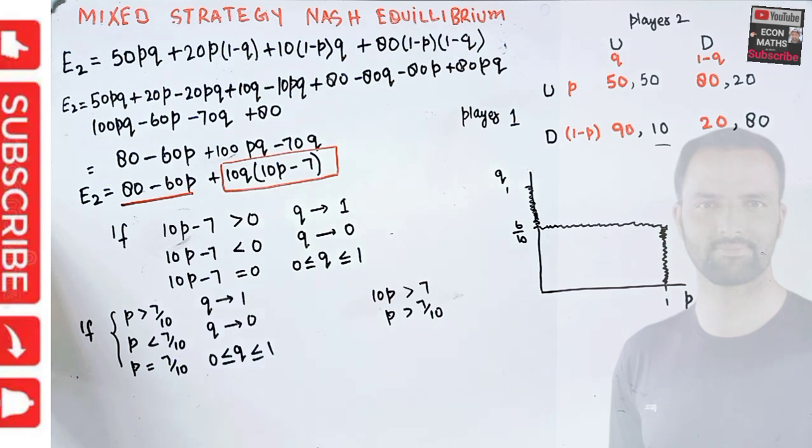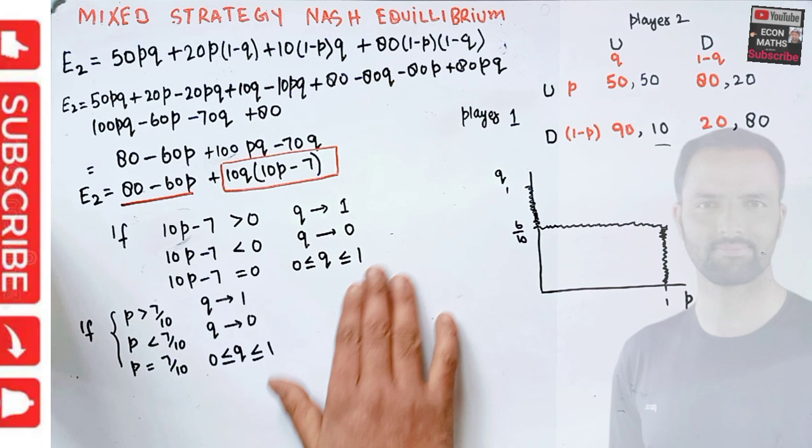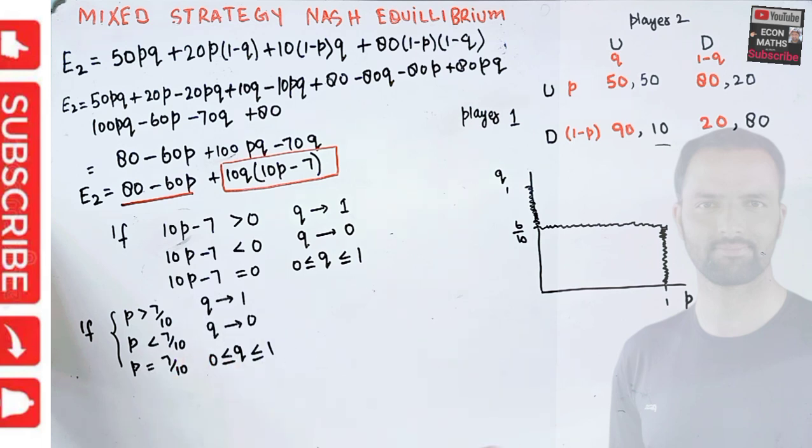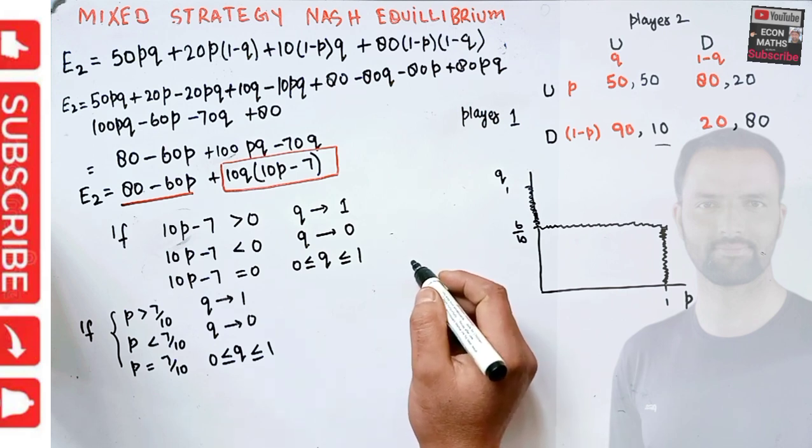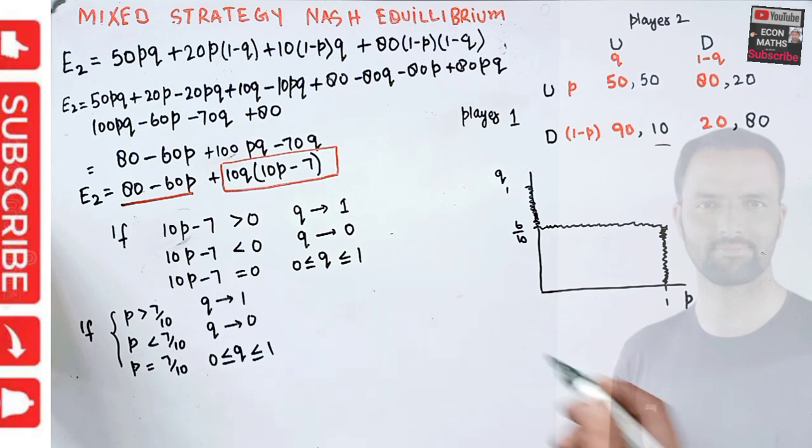Now let's draw the best response correspondence for player 2. Similarly, let's try to make it here for player 2.